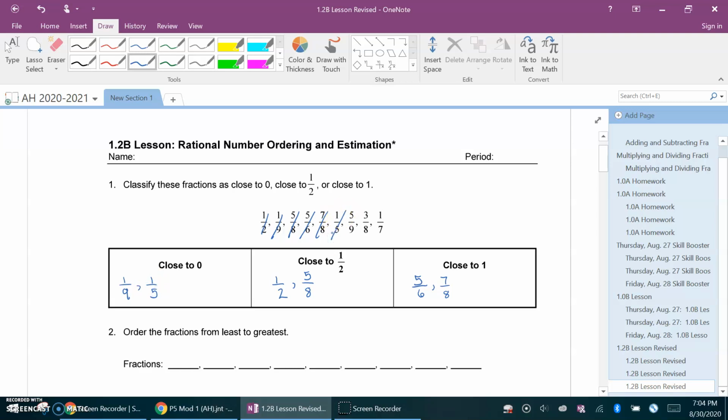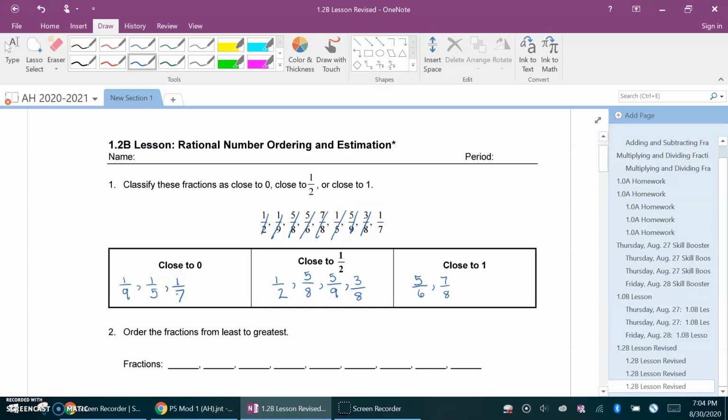5/9 is another one we have to think about, but we know that 1/2 of 9 is 4.5. So we're going to go ahead and put our 5/9 in this box. The 3/8 you can kind of put in two different boxes, but personally I would put it in the middle, because if we go one above 1/2 of 8, we're going to get the 5/8, which we classified here. So this is just going to be one less. And then we have 1/7.